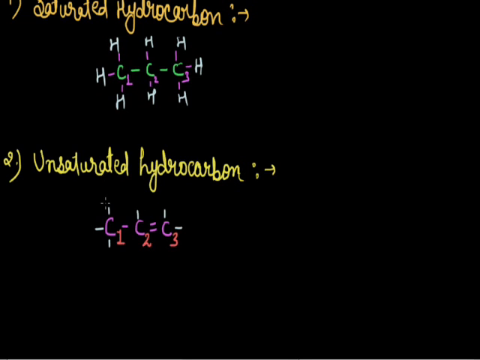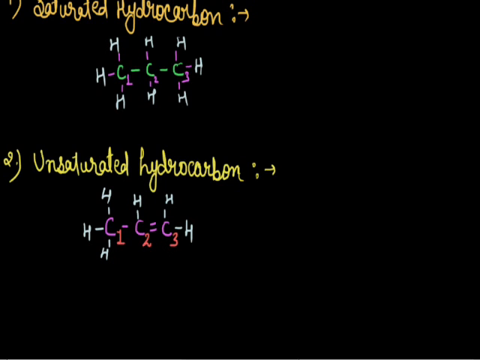For example, here we can see that 3 hydrogen atoms are attached with C1, 1 hydrogen atom is attached with C2, and 2 hydrogen atoms can attach with C3. So in this hydrocarbon, we can see that a single bond is present between C1 and C2, but a double bond is present between C2 and C3. So here in this compound, a double bond is present between C2 and C3. That's why it will be an unsaturated hydrocarbon.